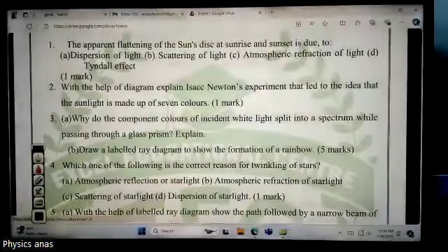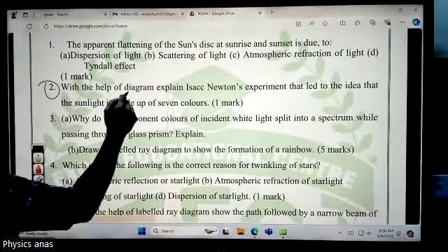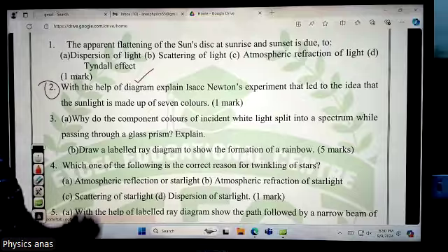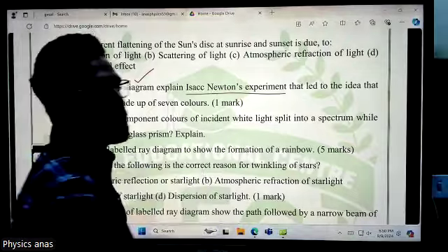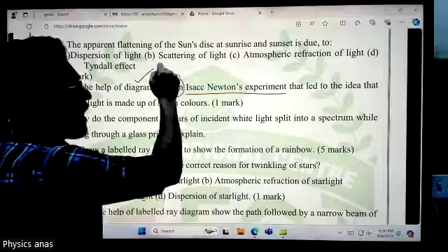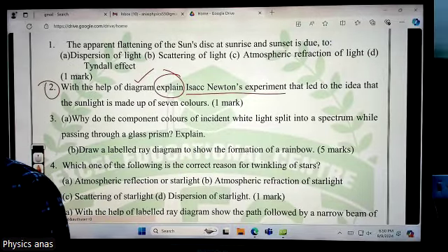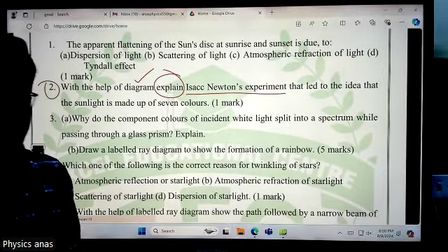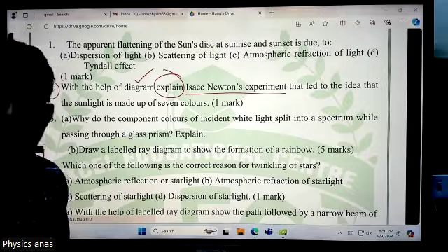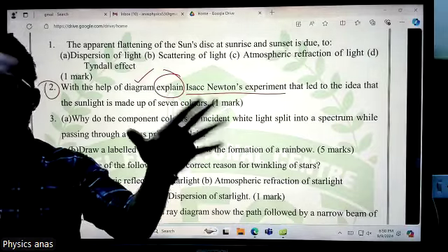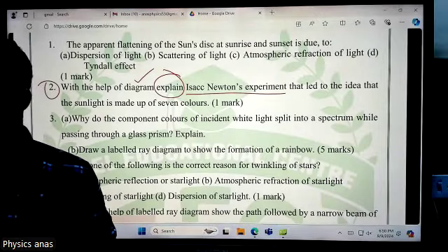So just look at the question again. What is the question? With the help of a diagram, we have done the diagram. Explain Isaac Newton's experiment. You have to explain it. Can you write it? Just explain that experiment. Just explain the arrangement.